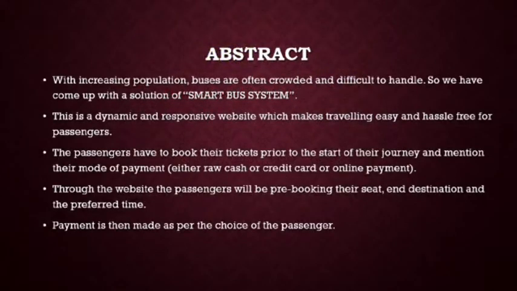Smart Bus System is a dynamic and responsive website which makes traveling easy and hassle-free for every passenger who would wish to commute by bus. The main motive behind the Smart Bus System is to ensure that the passengers pre-book their tickets before they board the bus. This ensures that the buses aren't overcrowded and also assures the passenger a hassle-free and a comfortable journey.